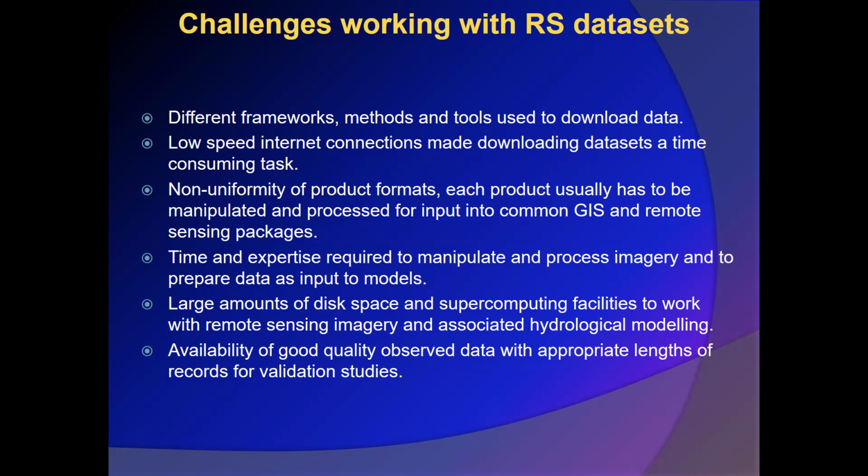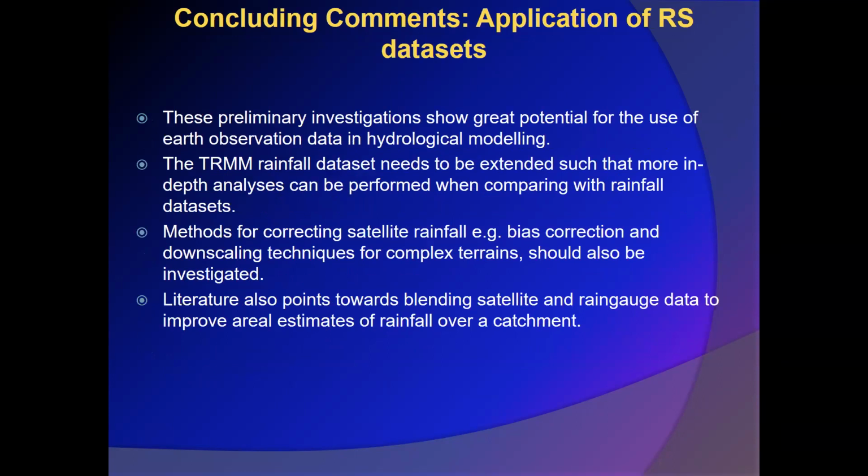And the last point that I've left is the availability of good quality data. Without observed data, without proper, appropriate lengths of good quality in situ data, our satellite information becomes null and void. We require it for validation, for calibration, so that we can use our Earth observation data sets with confidence and certain levels of uncertainty associated with it.